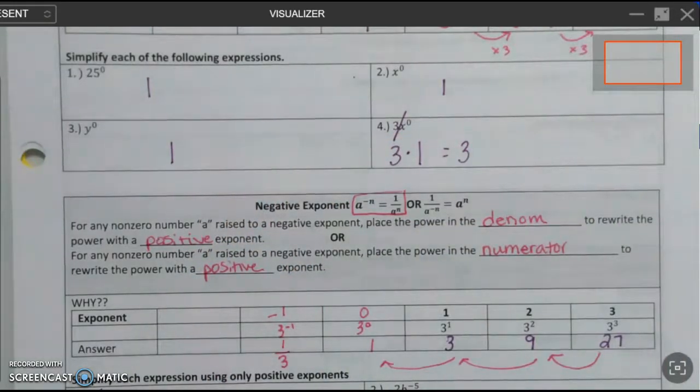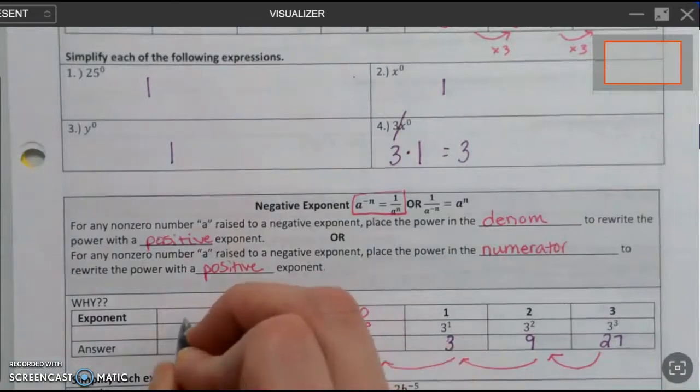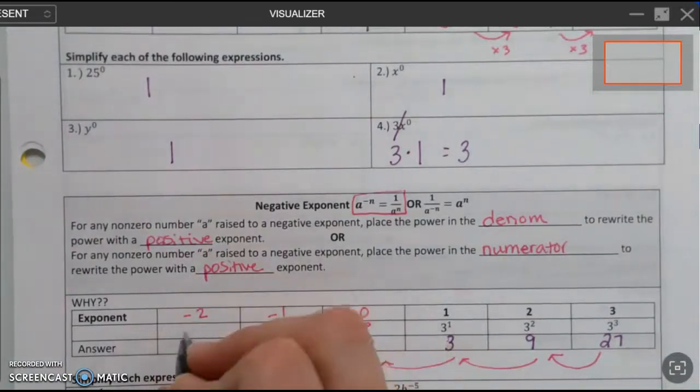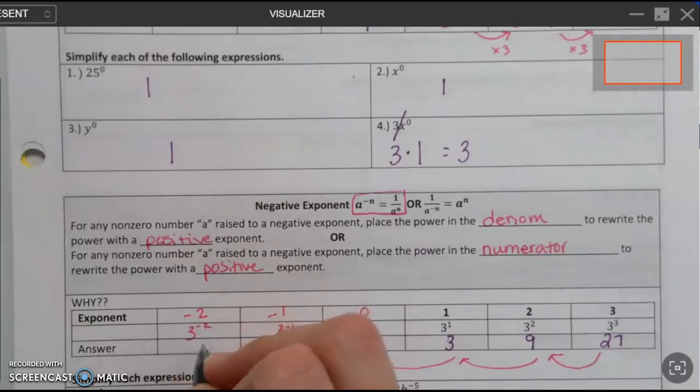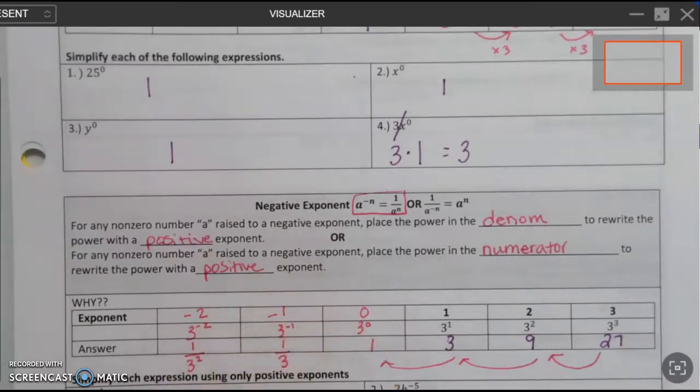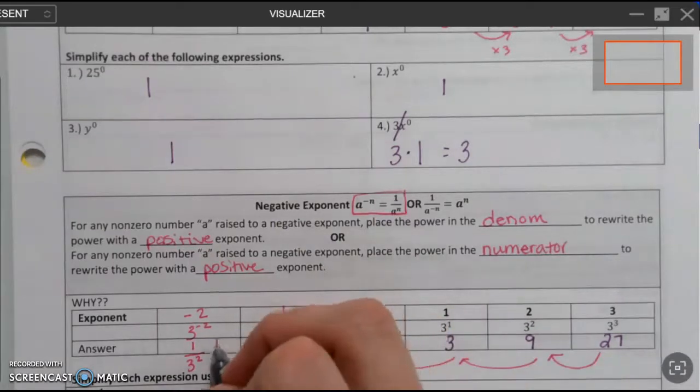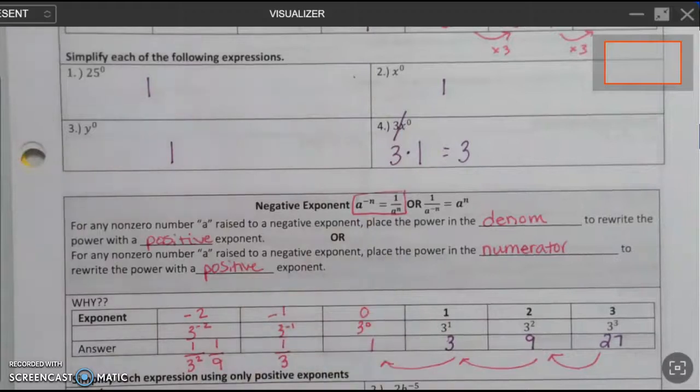Okay, let's just fill this in, this last little part. What about negative 2? 3 to the negative 2 would make that 1 over 3 squared, which we know 3 squared to be 9, so that would just be 1 over 9. So just kind of an idea of what that's going to look like.